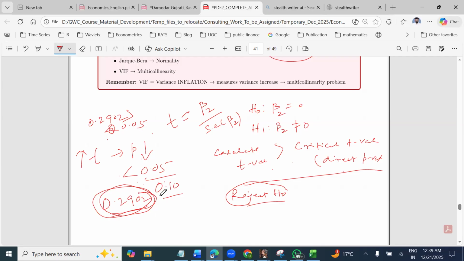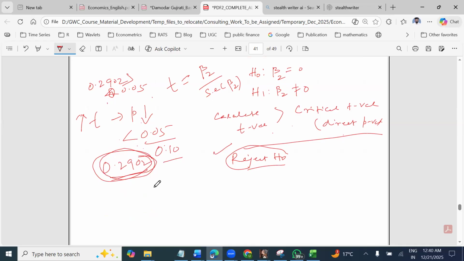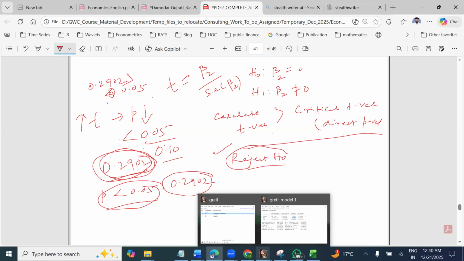So what will be your conclusion? Will you be able to reject H naught? No, because you will be able to reject H naught only when your p-value is less than 0.05. But in this case it is contradicting, na? You got a p-value of 0.2902. Are you getting my point? Madhushinda, is it clear? Yes, sir.